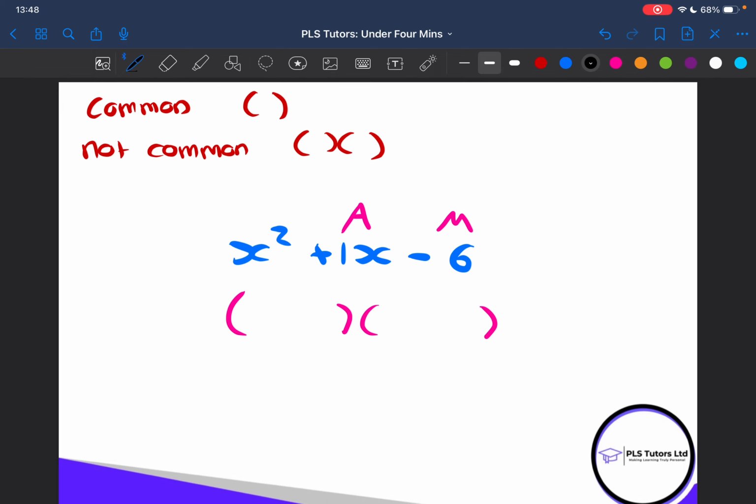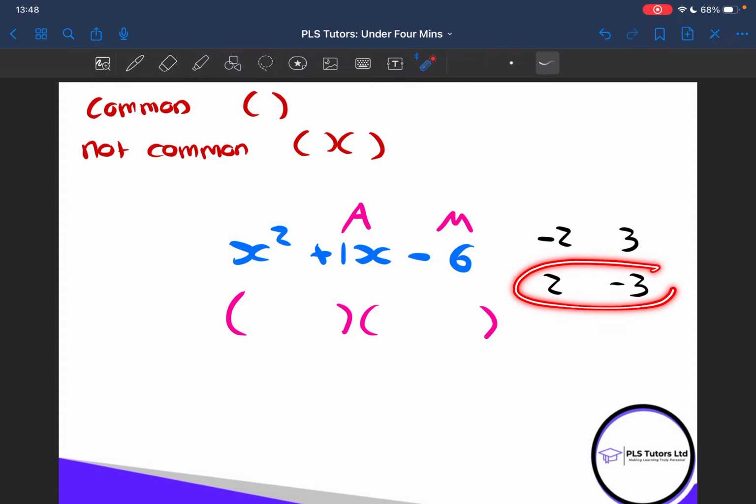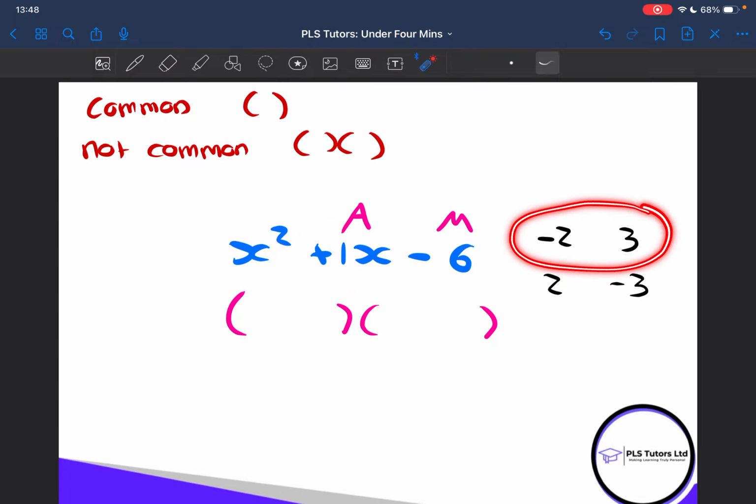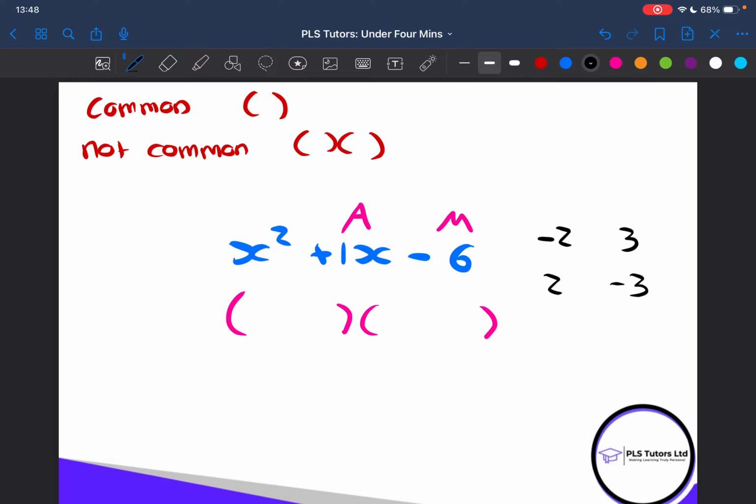So what multiplies to minus 6? Well, you have minus 2 times 3, or 2 times minus 3. Let's try these pairs first of all. 2 add minus 3 gives us minus 1, but we want positive 1. Let's try this pair. Minus 2 add 3 does in fact give us positive 1, and minus 2 times 3 does in fact give us minus 6. So this time our brackets are x minus 2 and x plus 3.